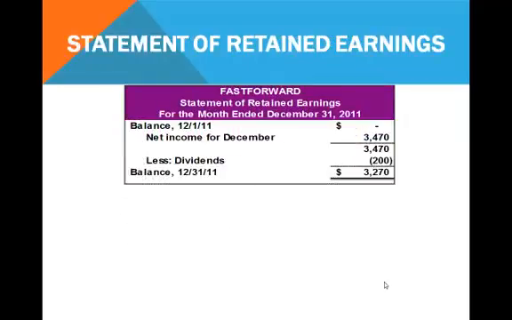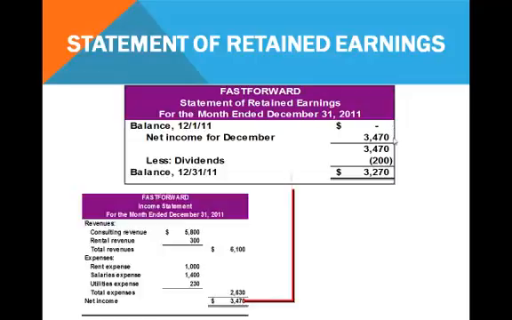Now, let's make our statement of retained earnings. The beginning balance in retained earnings is 0 because the company was started on December 1, 2011, right? It just started. There was 0 at the beginning of the month. We earned income of $3,470. We just saw that in the income statement. That comes from the income statement.